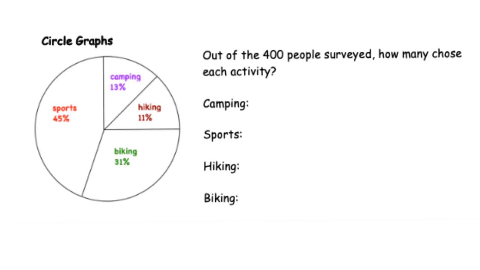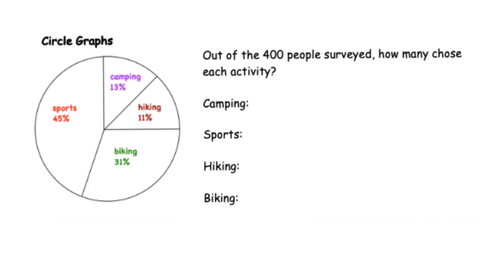So here it says, out of 400 people surveyed, how many chose each activity? And you're given a circle graph, and there's 4 different activities they get to choose from. They could choose from sports, camping, hiking, or biking. Now there are multiple ways that you could solve these problems, and I'm going to do them in a couple different ways. But you can always go back to percent over 100 equals the part over the whole.